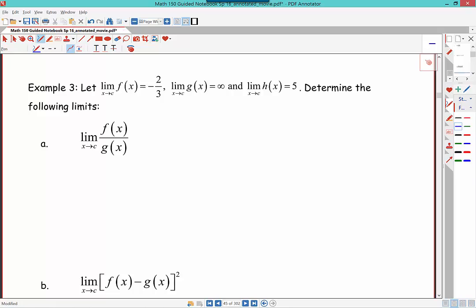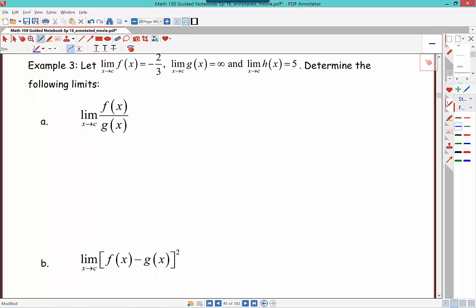So here we go. In this case, the limit as x approaches c of our function f is a constant, -2/3. And the limit as x approaches c of g of x is the infinite limit, positive infinity. And then we have another limit as x approaches c of h of x is 5. So we're going to determine these limits. So let's check it out. We're going to use our properties of limits.